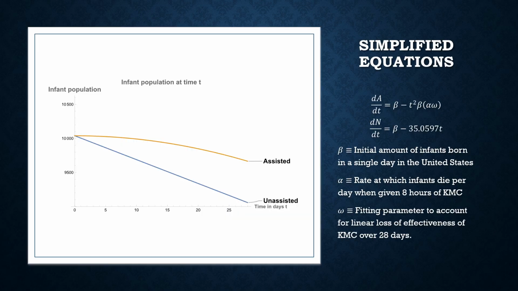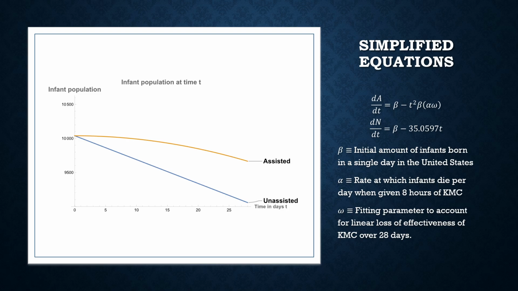On this slide, we have our rate in, rate out model applied to our scenario. To begin, we started with finding data relevant to this scenario. In particular, according to the CDC, in the United States, there are 10,039 infants born per day, on average. Additionally, according to data found in a meta-analysis that we've previously mentioned in the introduction, there's a 32% reduction in infant mortality when 8 hours of KMC a day is applied during the first 28 days of an infant's life.